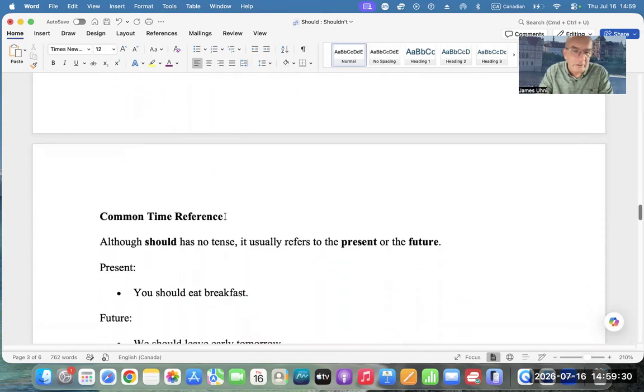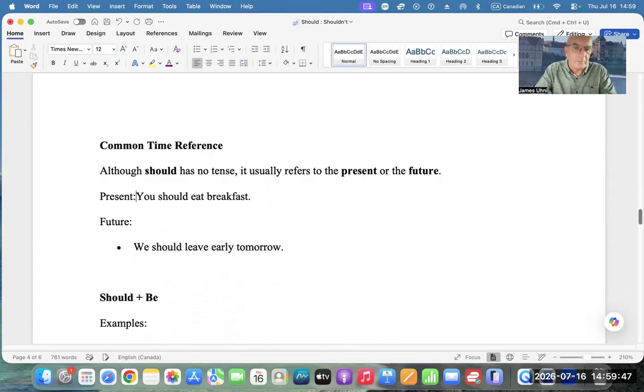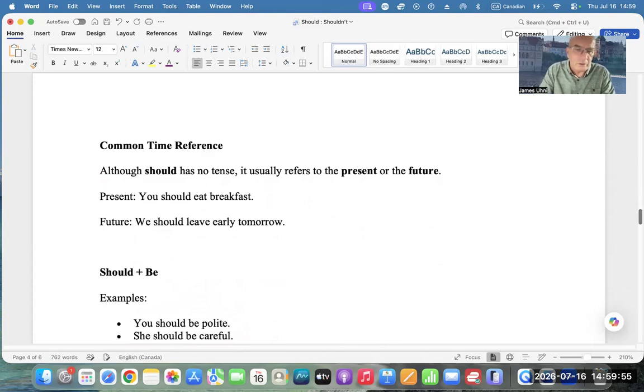Common time reference. What is common time reference? Although should has no tense, it usually refers to the present or the future. Present: you should eat breakfast. Future: we should leave early tomorrow.